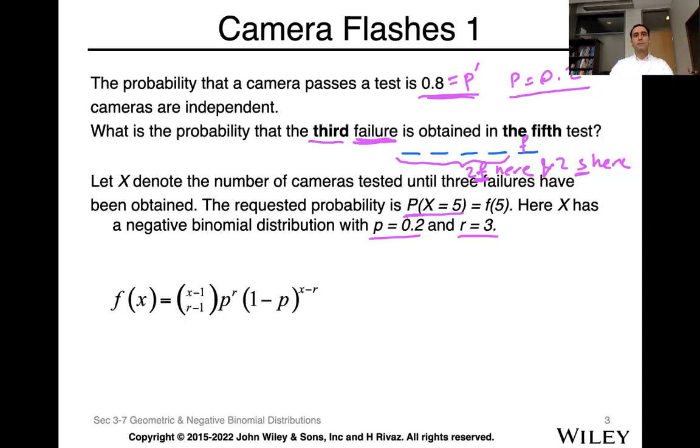Any questions? So the final answer, let's just do it, will be X minus 1, which is 4, choose R minus 1, which is 2, and then P to the power R, which is 0.2 to the power 3, and then 1 minus P, which is 0.8, to the power X minus R, which is 2. So that's the answer.